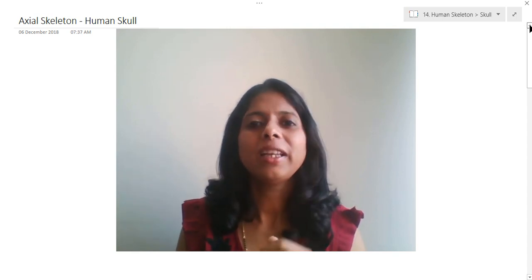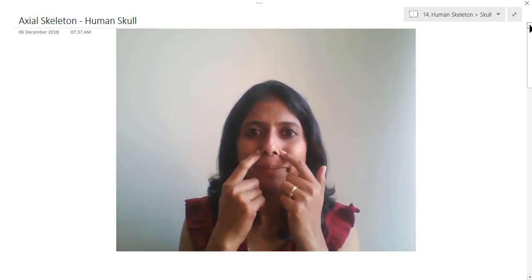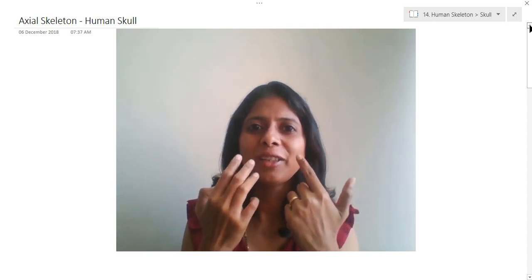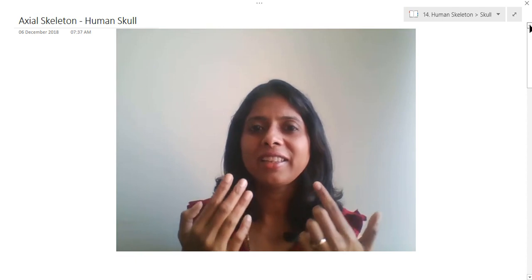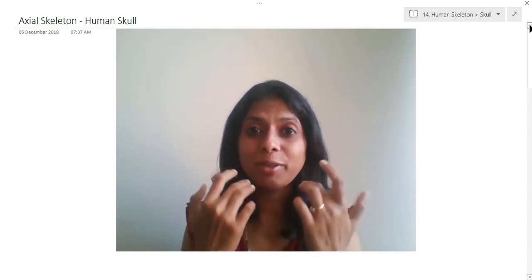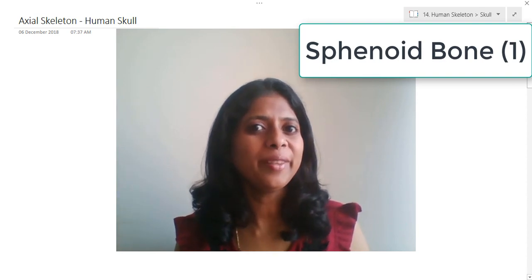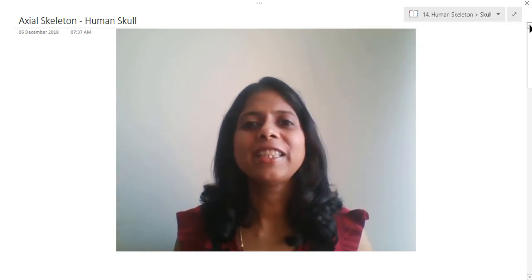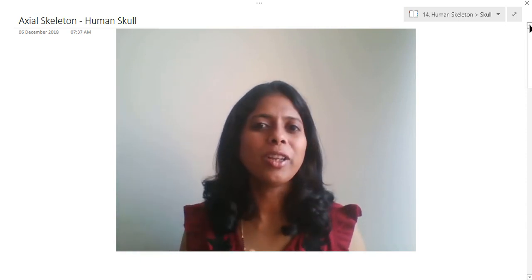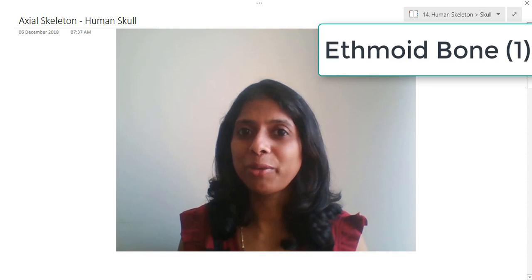One bone is a butterfly-shaped, very beautiful bone, which is located behind our nose, just above our nasal cavity. That is called the sphenoid bone. What is it called? Sphenoid bone. And one more, smaller bone is located in front of the sphenoid bone. It is called the ethmoid bone.